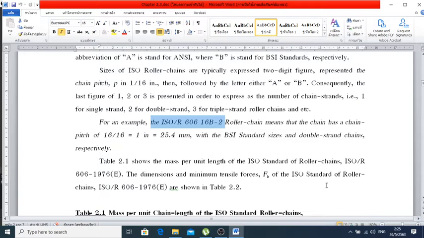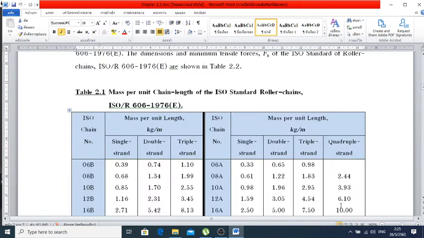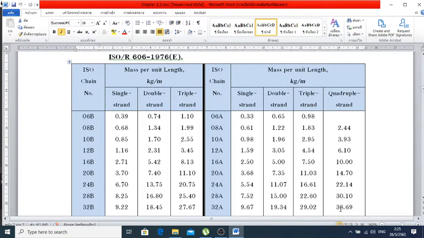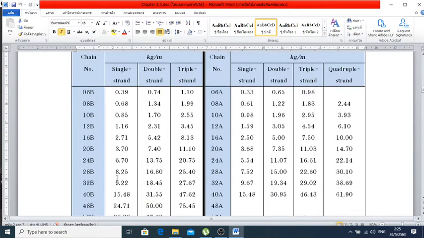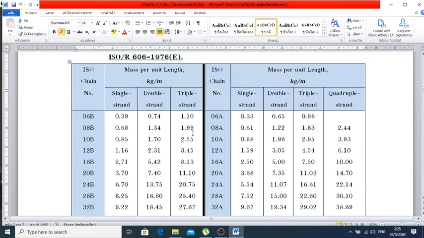Table 2.1 represents the mass per unit length. The table is classified into two sides: the left side is going to be the British standard, and the right side is going to be the American standard. This is the weight of the chain per meter.